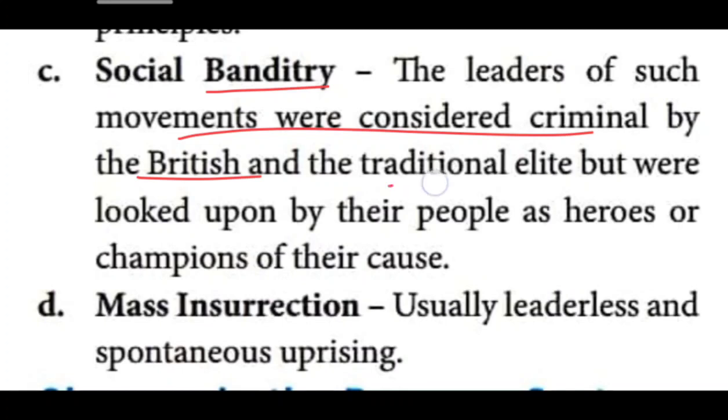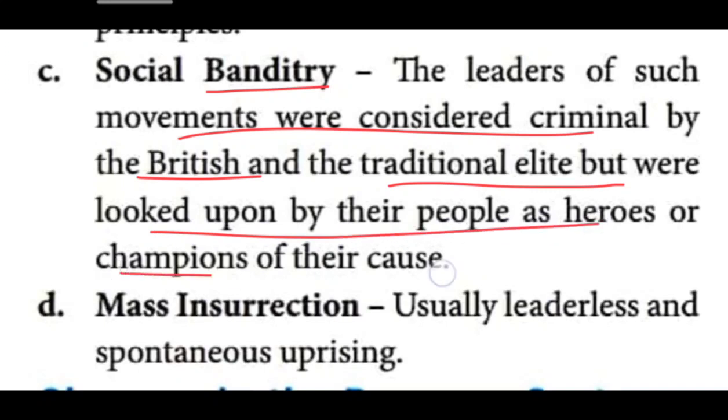And the traditional elites, the British people as well as the traditional people of India, considered those people criminals. At the same time, they were looked upon by their own people as heroes and champions of their cause. Those criminals fought for the welfare of the local people. So that's how local people thought of them. These are our heroes.